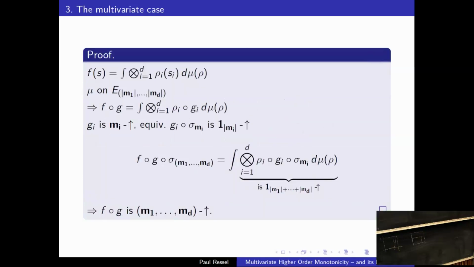And the proof is actually more or less the same. The idea is the same. It's a mixture of tensor products of functions where one knows the increasingness. At the very end, I see that f composed with g with this sigma has this kind of increasingness, and this means that f composed with g without this sigma is increasing with these m1 up to md.